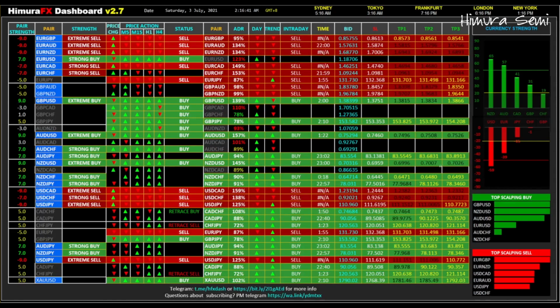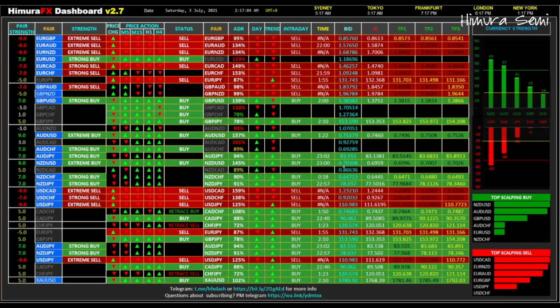As you can see, these TPs are black in color, which means these TPs have already been hit. If the price is yellow in color, that means the TP price is yet to be hit. The bid column is the current price. Look, the bid price is already beyond the TP3 price. As all TPs have been hit, it's not recommended to trade the pair.